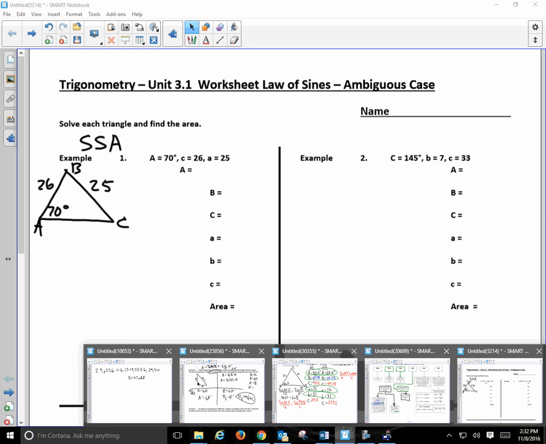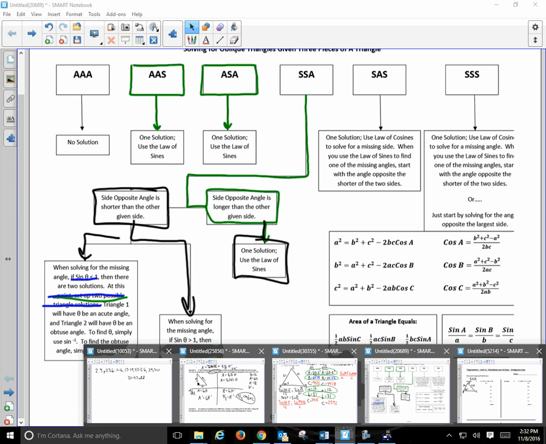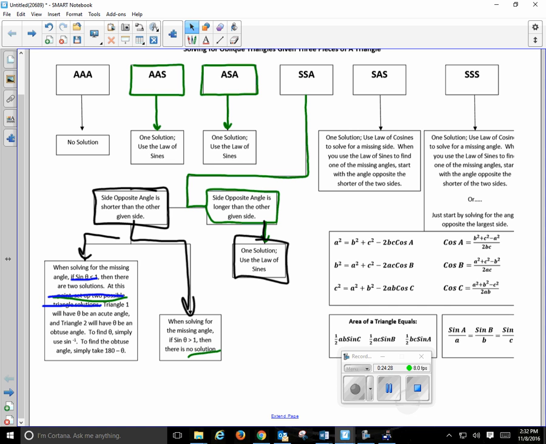I go to my decision tree. It says I need to check the side opposite the angle. Side opposite the angle, is it longer or shorter? It's shorter. If it's shorter, then I either have no solutions or 2 solutions. We won't know till we set it up.